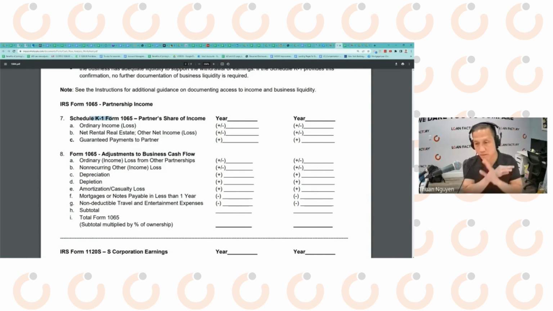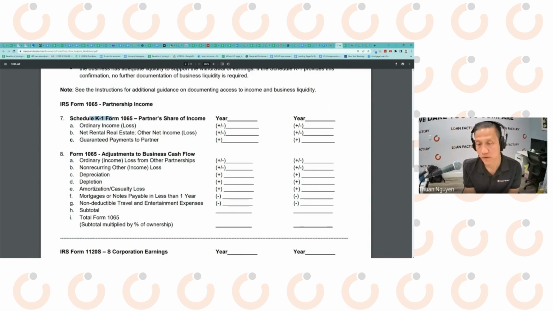Very important, and most people will not understand or will never understand all of this. If you don't understand what I say, watch the video again. We will have that available later on. But it's super important to understand what kind of tax return, what form they have to file, and what document we need from the borrower.